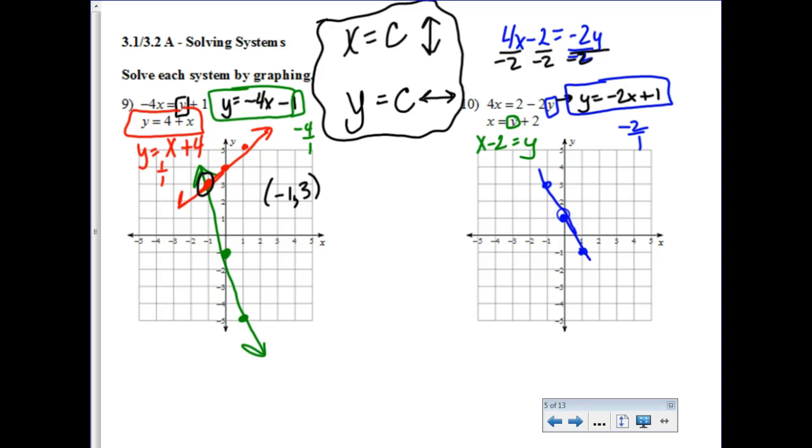Oh man. Kind of missed. Kind of got it. And then my green line, right here, starts at -2. And then has a slope of 1 over 1. So I'm going to move up 1, right 1. Boom. Found the intersection. Right. Oh, man.